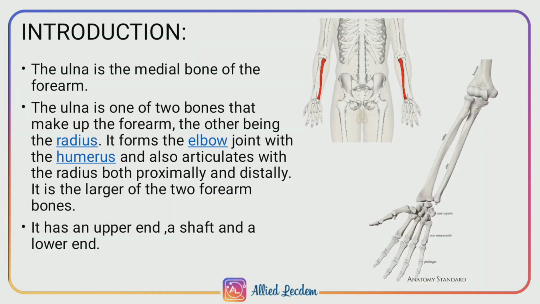The ulnar bone is the medial bone of the forearm and is one of the two bones that make up the forearm, the other being the radius. It forms the elbow joint with the humerus and also articulates with the radius both proximally and distally. It is the larger of the two forearm bones, that is, the ulnar bone is larger than the radius bone, and the ulnar bone is homologous with the fibula of the lower limb. The parts of the ulna are divided into three, namely upper end, shaft, and lower end.